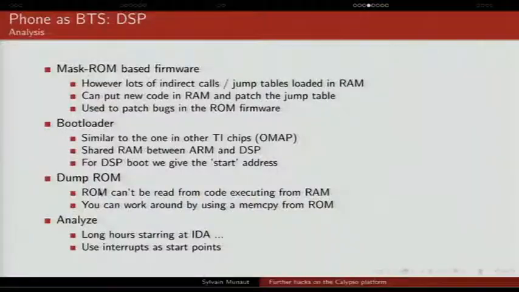So these were still pretty easy to solve compared to what's ahead, and that's the DSP. The DSP is pretty much the only piece of hardware that has access to the radio interface, so you can't just bypass it, you have to use it. As I said, it's based off mask ROM, which means we can't just flash it with our own firmware. In any case, we certainly don't want to replace the entire firmware because it would be a lot of work to write one.